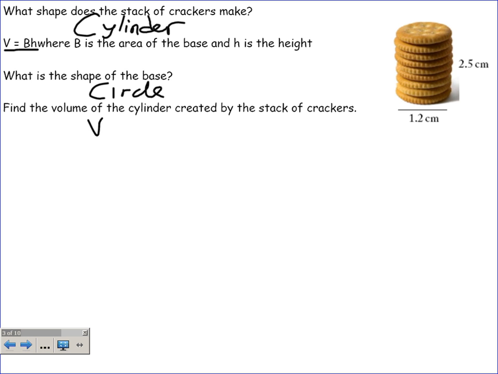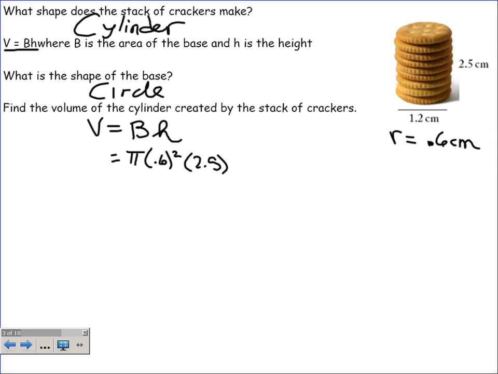Find the volume of the cylinder created by the stack of crackers. Well, we have volume equals the area of the base times the height. What's our radius? Be careful. 1.2 divided by 2. Is that right? Yeah, that's right. Now we're answering the question. So area equals pi r squared. 8.6 squared. How tall are our crackers? How many centimeters?